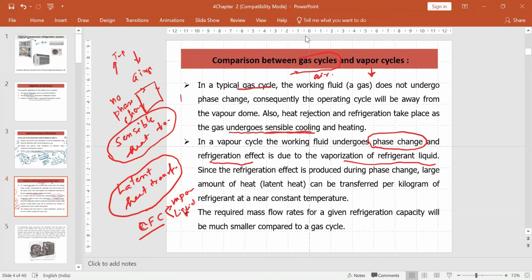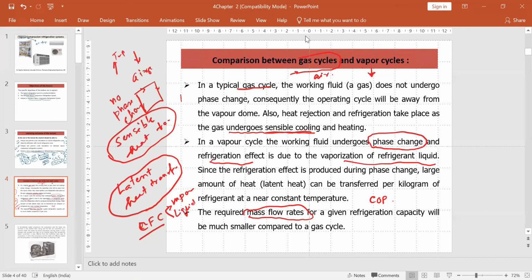That is why the required mass flow rate for a given refrigeration capacity will be much smaller compared to the gas cycle. As more heat transfer takes place as latent heat in case of the vapor compression cycle, the mass flow rate requirement is very small. And that is why the COP of the vapor compression cycle is very high.